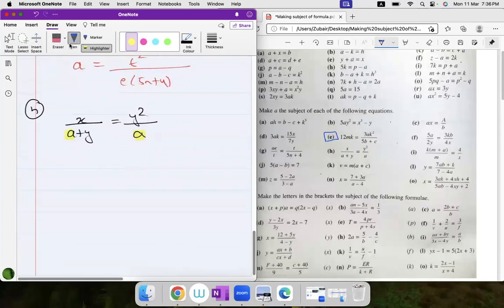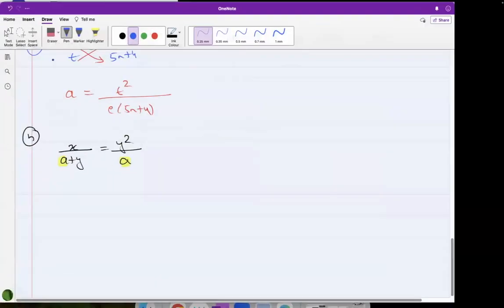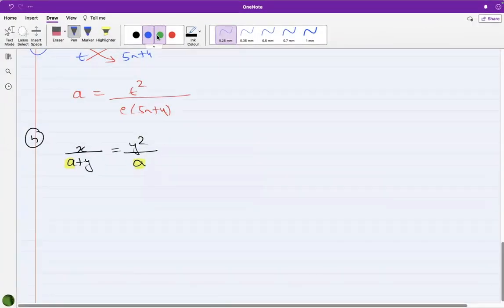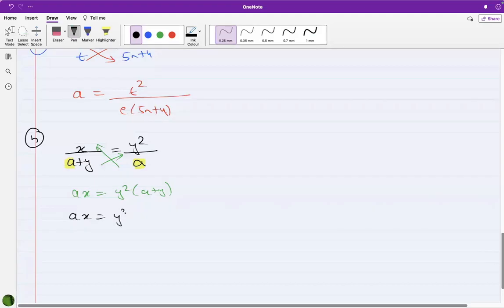So what will we do? Just apply our simple maths. Just try to rearrange ax is equals to y square into a plus y. First step, y is squared, nothing else we can do. Now ax is equals to y square a plus y cube.